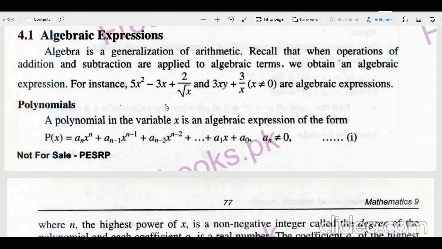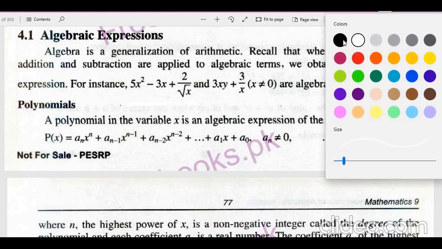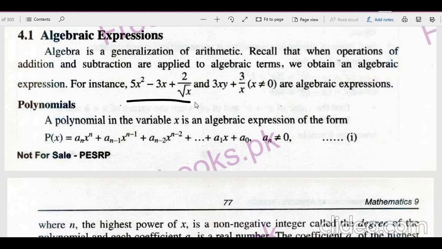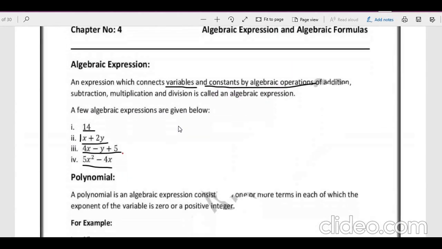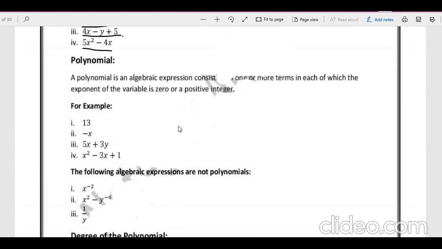Similarly, 5x square minus 3x plus 2 by square root x is also an algebraic expression. I hope the algebraic expression definition is clear to you now. Okay, move further. Come to the next topic, that is polynomials.